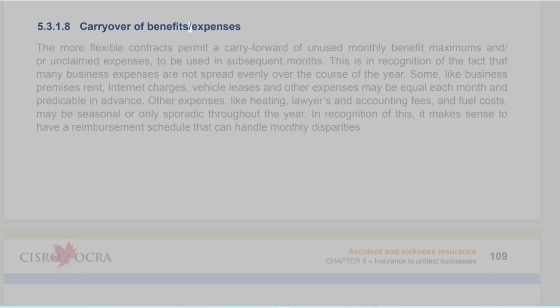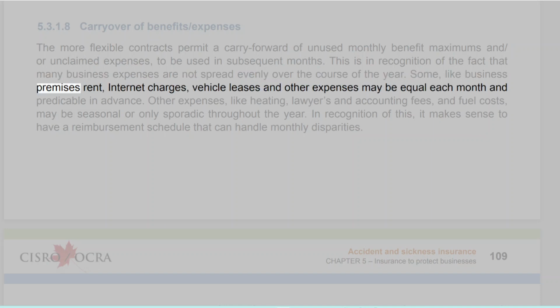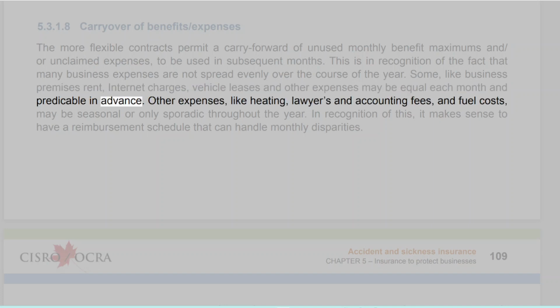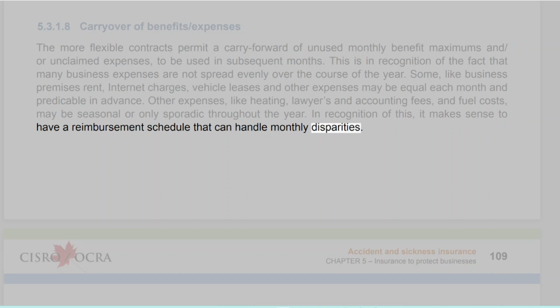5.3.1.8 Carryover of benefits/expenses. The more flexible contracts permit a carry forward of unused monthly benefit maximums and/or unclaimed expenses to be used in subsequent months. This is in recognition of the fact that many business expenses are not spread evenly over the course of the year. Some, like business premises rent, internet charges, vehicle leases, and other expenses, may be equal each month and predictable in advance. Other expenses, like heating, lawyers and accounting fees, and fuel costs, may be seasonal or only sporadic throughout the year. In recognition of this, it makes sense to have a reimbursement schedule that can handle monthly disparities.